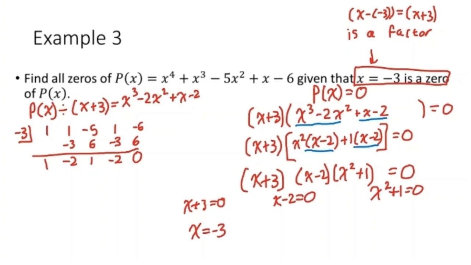x minus 2 equals 0 means that x would have to equal 2. As for the x squared plus 1, we would subtract over 1. So x squared equals negative 1. Square root both sides. Now remember, when we square root both sides, don't forget the plus or minus. And the square root of negative 1 is i.